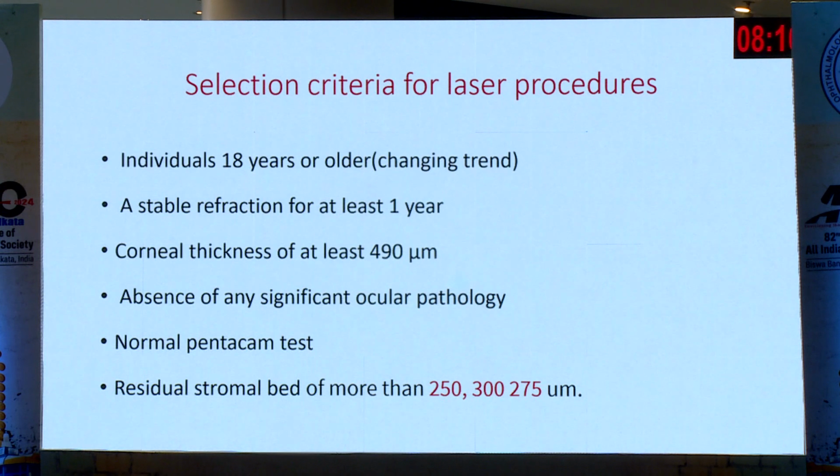Residual stromal bed is a controversial value. Some studies suggest that you should go for 250 micron residual stromal bed after surgery. Some say 275, some say 300. So there is no consensus on what the ideal or accurate residual stromal bed thickness should be. What we do in our practice is we try to save as much as possible. The target is always 300, but for mild myopic patients, we can go up to 275, but not less than that.